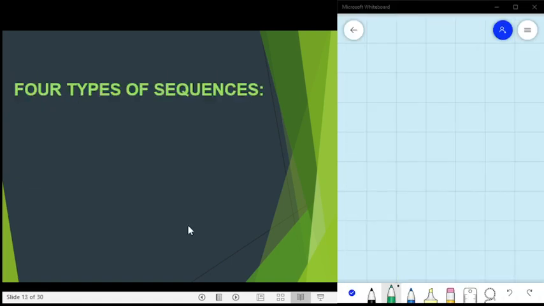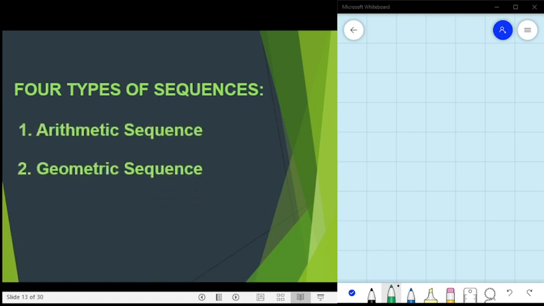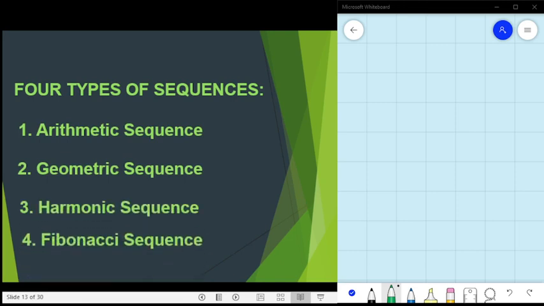So let's proceed to the different types of sequences. The first one is what we call the arithmetic sequence. The second is the geometric sequence. The third is the harmonic sequence. And the last one is the Fibonacci sequence.